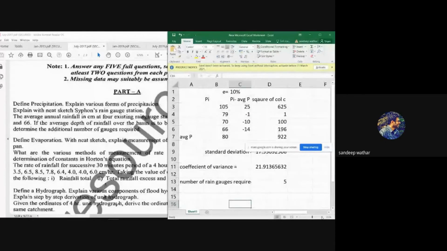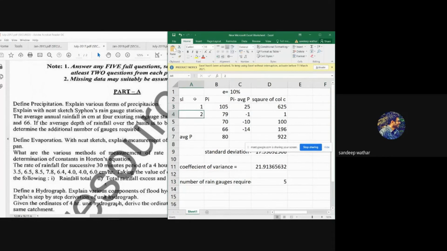I hope these values are visible to you. Okay, see here, this is the Pi value. Pi means all the individual values that we have. So we have four rain gauge stations: 1, 2, 3, and 4. In the first column, you can write the serial number also.